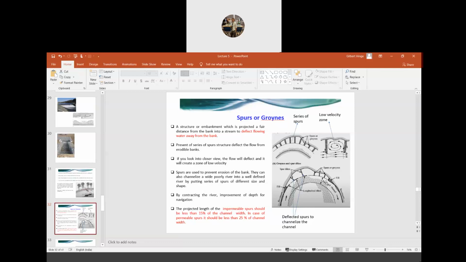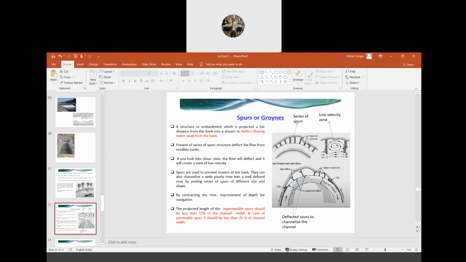So if we put this kind of spurs, now what happened? You see now, the water is channelized in a proper way. Initially, the water is flowing like this. This is the bank, right? It's not properly channelized, plus it erodes this portion. Now, if we put some spurs here, and another spur of different shape, then apart from protecting this bank from being eroded, it also provides us a properly channelized river.